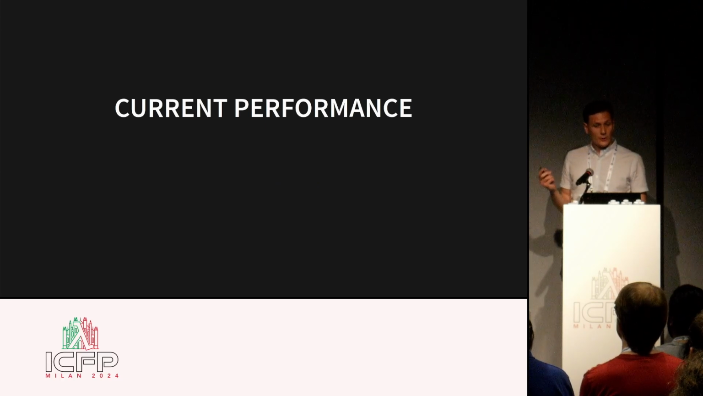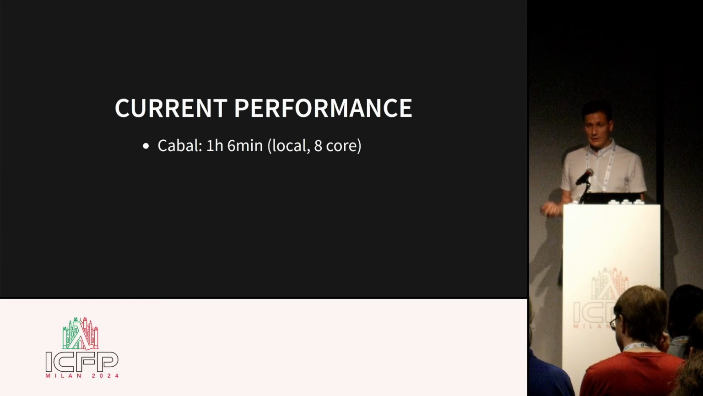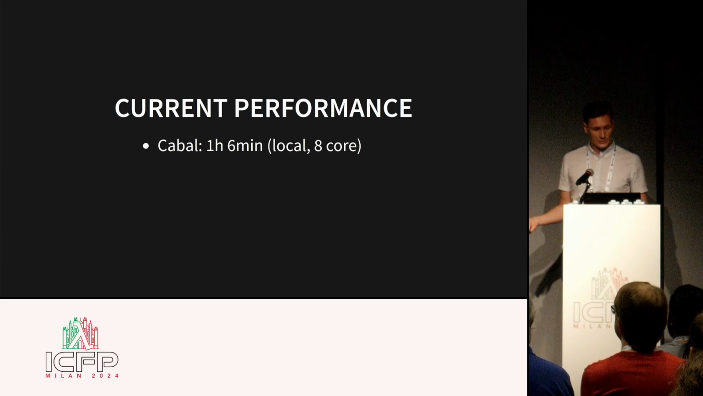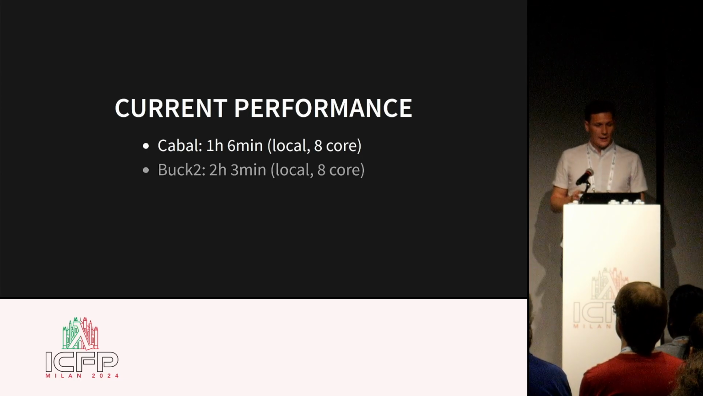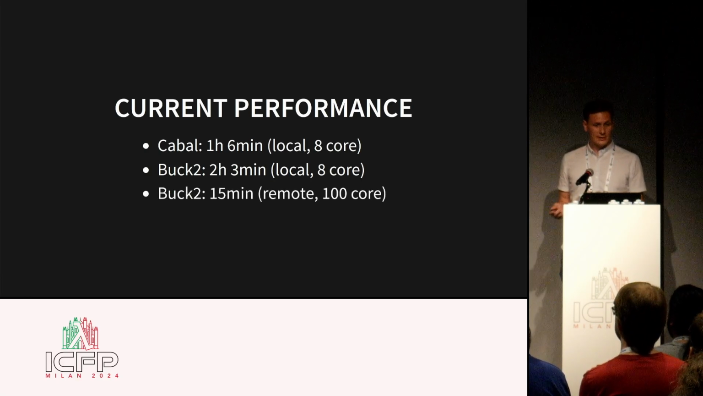All right, so what current performance do we get out of this? If I take the Amazonka project, only build the library components locally on my 8-core laptop here, Cabal takes about an hour. And on a local build, Buck2 takes about 2 hours. So you can clearly see we still have some work to do. But if I use a 100-node remote execution cluster, Buck2 builds in 15 minutes. So despite the overhead, I'm already getting real benefits from a day-to-day perspective.